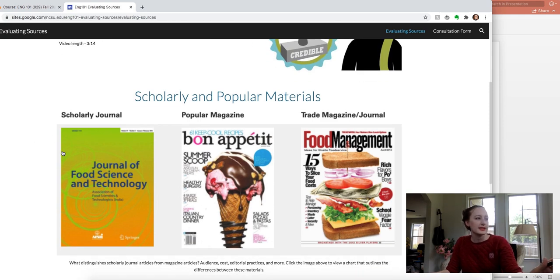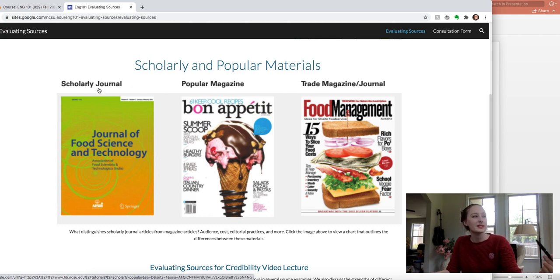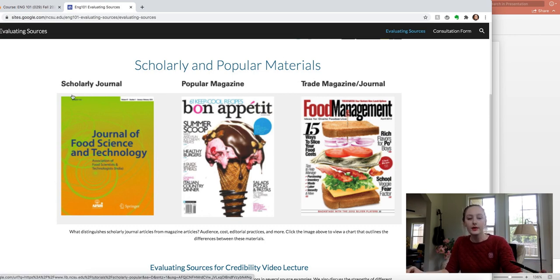So here's an example of a scholarly journal. It's the Journal of Food Science and Technology. A scholarly journal, the main difference between scholarly work and popular work is the audience. Who is this intended for? In a scholarly journal, it says it in the name, it's scholars writing for other scholars. So that means they're going to make different rhetorical decisions in their writing than someone who's writing for a popular magazine.